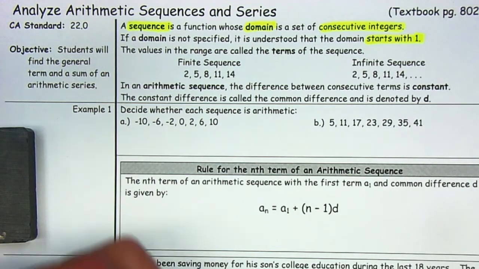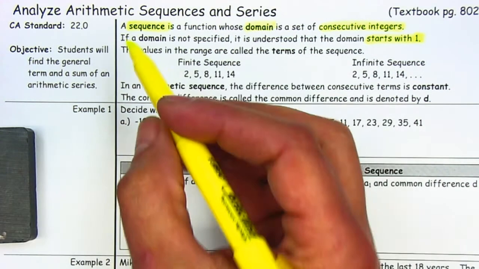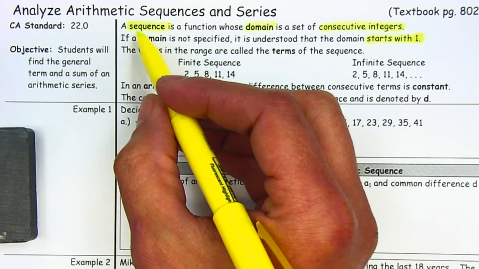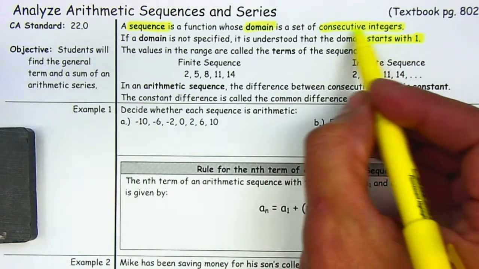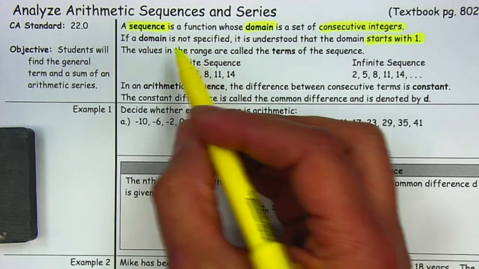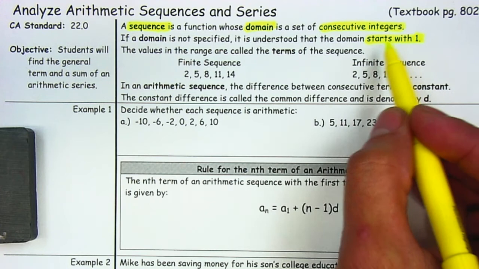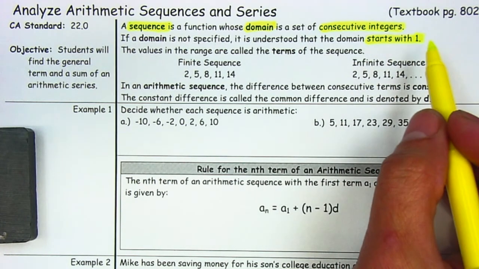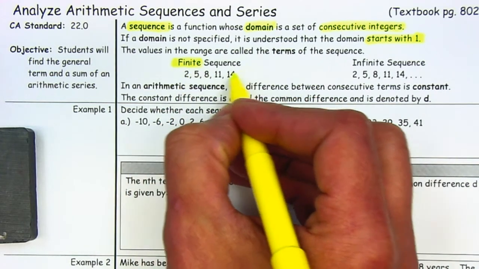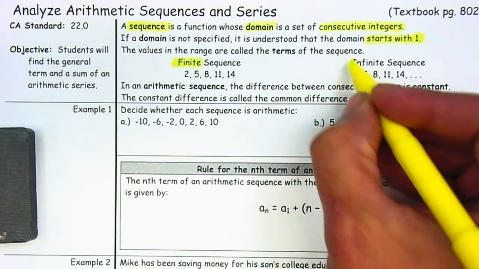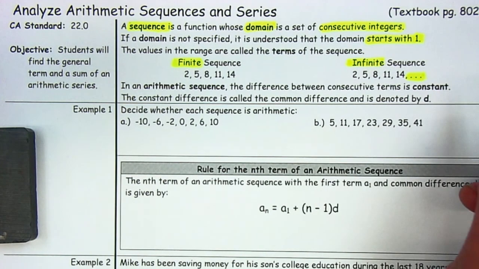Good morning. Today we are going to analyze arithmetic sequences and series. Now, a sequence is a function in which the domain is the set of consecutive integers. If they don't give you a domain, automatically we know that the domain will start with 1, 2, 3, 4, and so on. We have two types of sequences. We have a finite, which has only a certain amount of terms, and we have an infinite, which continues on forever and beyond.